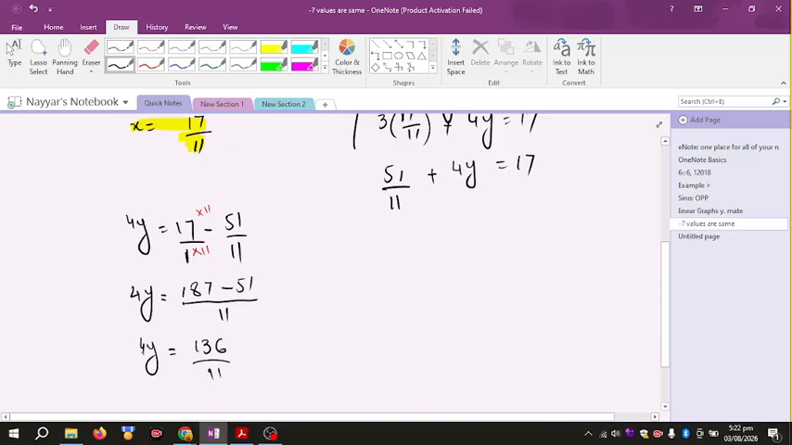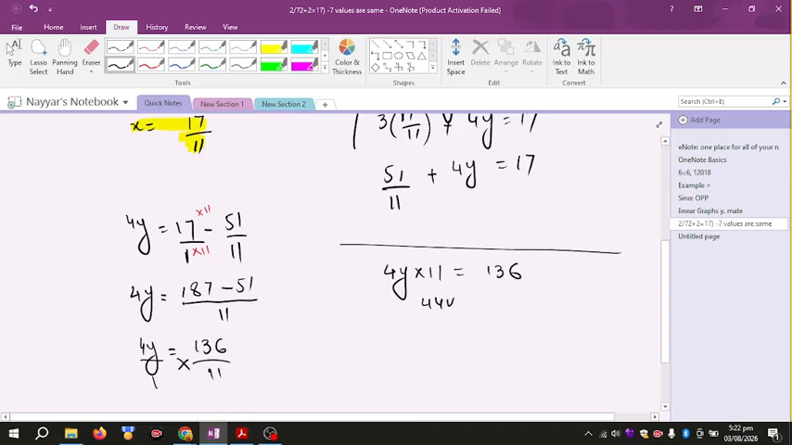Now I can cross multiply this 4 because I have to find out the value of y. So 4y multiplied by 11 is equal to 136. 11 times 4 is 44y is equal to 136. So to find out the value of y, 44 is multiplying here, and I will move it to this side, it will be divided. So 136 divided by 44. Now what will be the value of y?